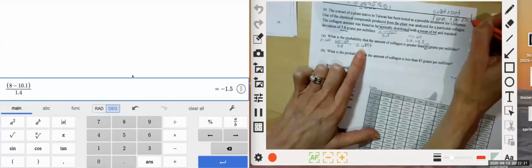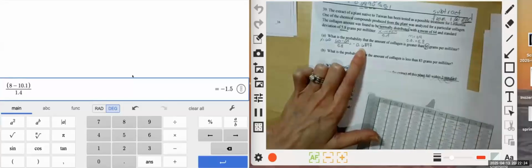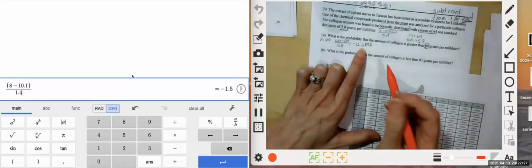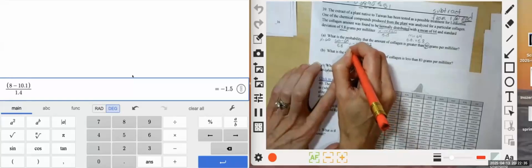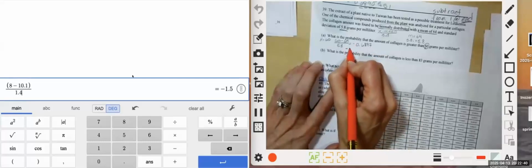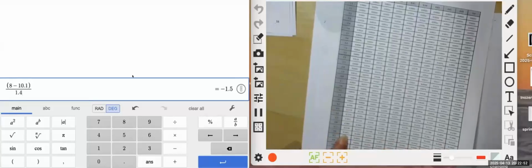So in the table, we're going to look for negative 0.69. Okay, yeah. 0.69, and I'm getting 0.2451 for that. I know you guys can't read that, I'm sorry. 0.2451.